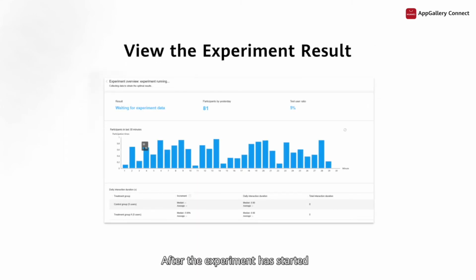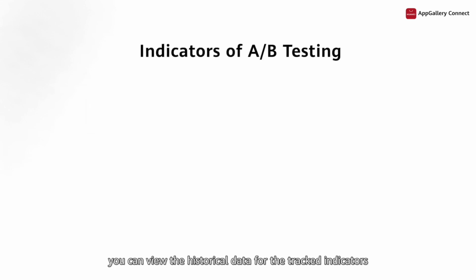After the experiment has started, you can check several indicators, including status, whether an optimal treatment group has been identified, the number and percentage of users participating in the experiment, and other indicators in the experiment report. For example, you can view the last 30 minutes of user data, as well as track data such as performance and improvement in different treatment groups in real time. In addition, you can view the historical data for the tracked indicators.